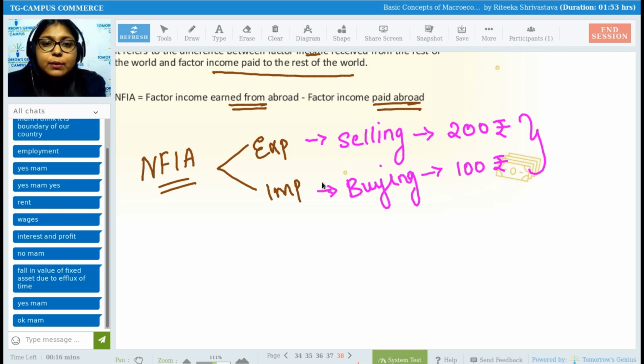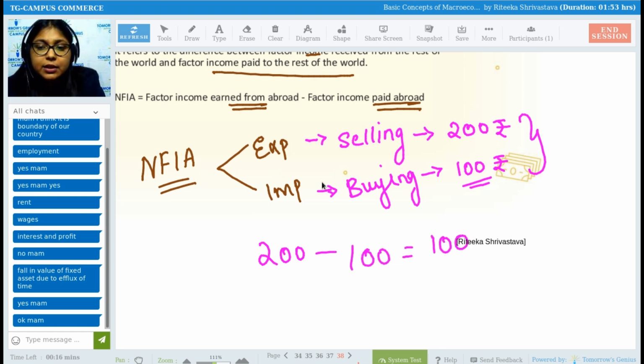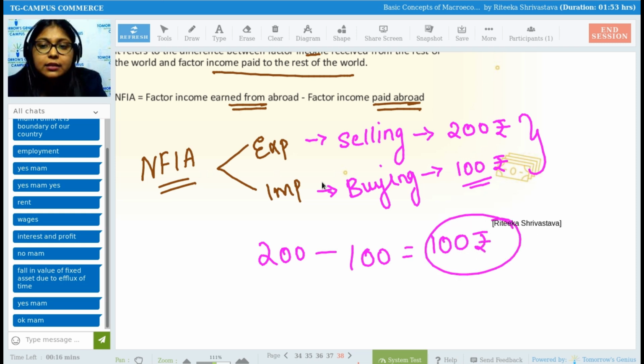So we know NFIA is equal to factor income earned from abroad. So how much have we earned from abroad? 200 rupees, minus factor income paid to abroad. So how much have we paid to abroad? 100 rupees. So it is equal to 200 minus 100, which is how much? 100 rupees. And this is nothing but my NFIA, that is net factor income from abroad.